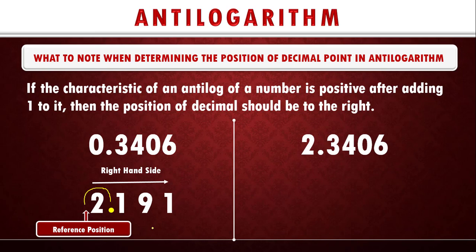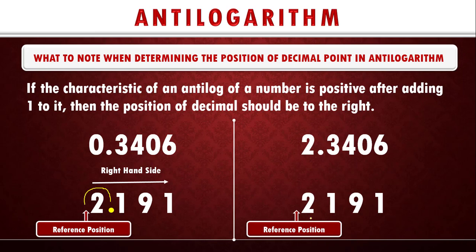So let's look at another example there. We have 2.3406. So in this particular example, the log is given, and then we obtain the antilog to be 2191. So remember that the reference position will be located before the 2. So having known that reference position is here, the next thing will be for you to add 1 to the characteristic here. The characteristic that we have here is 2. So when we add 1 to it, 2 plus 1, that will give 3. So 3 is positive. So that means we're going to count to the right hand side.